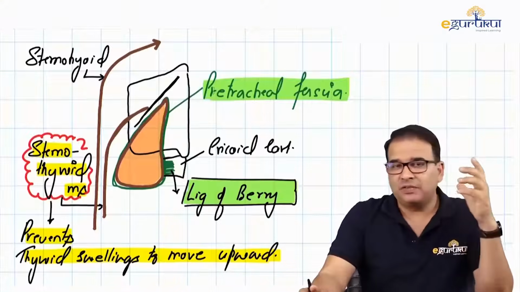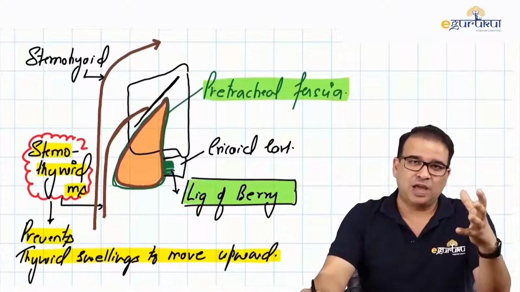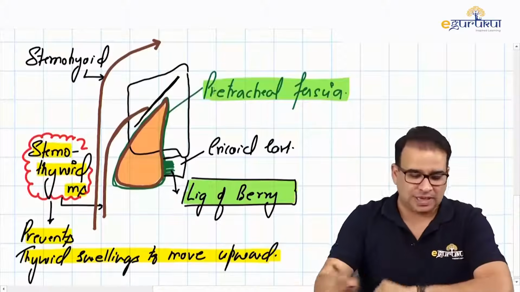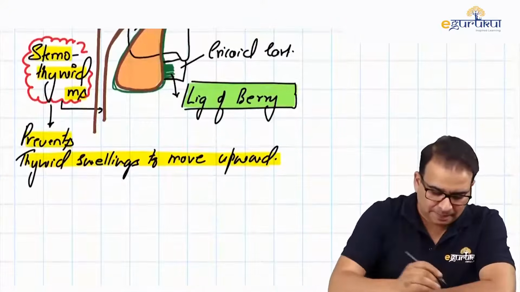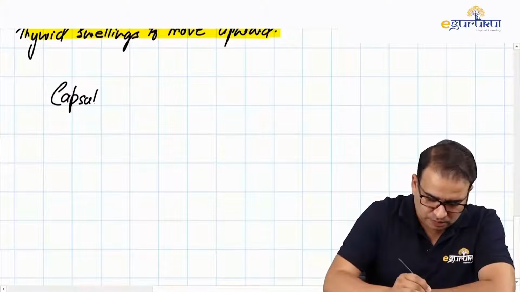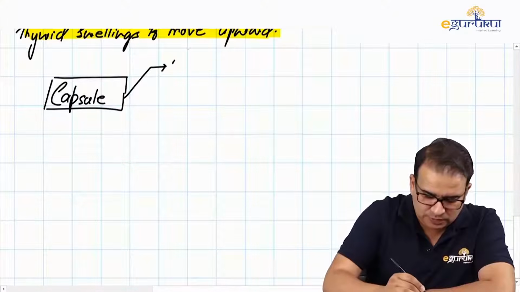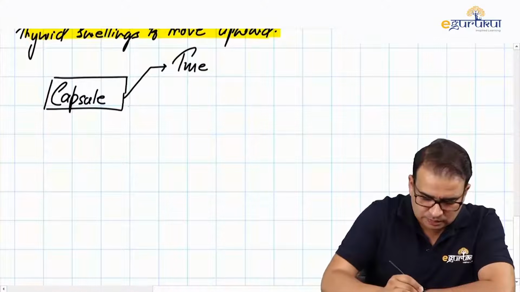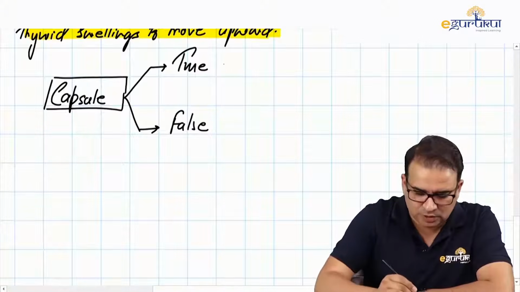Talking about the pretracheal fascia, now the capsule of the thyroid gland, just like the parotid gland, here also we have a true capsule as well as a false capsule. So moving on to that part, in the thyroid gland, if we talk about the capsule of the thyroid gland, we have the true capsule. And once again, the false capsule.